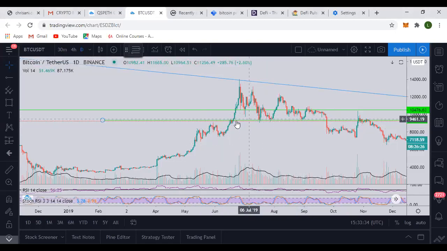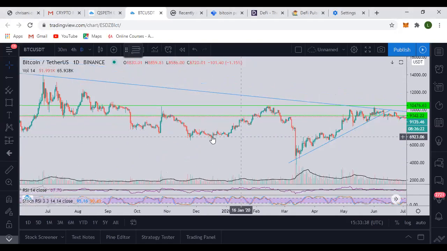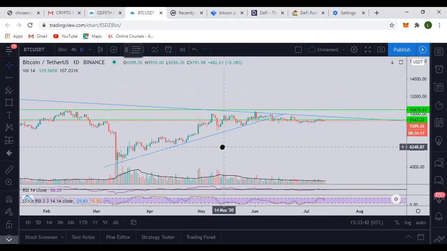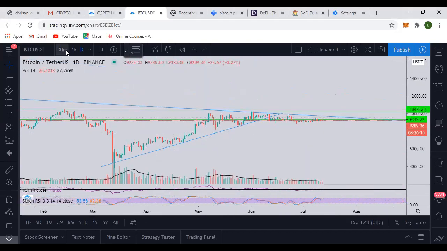So this is a support, and this one here, let me look for resistance to show you guys. Okay, is there any problem?